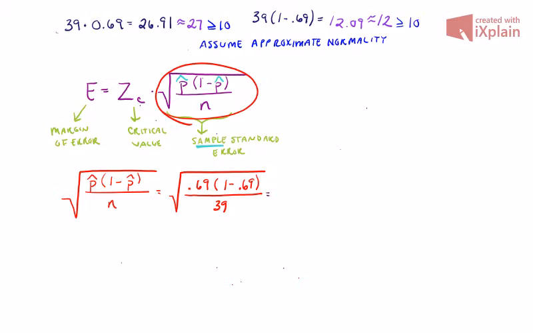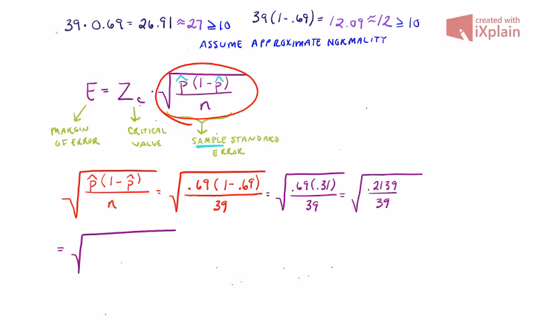So hopefully you've gone ahead and done that. My process shows me that I would have the square root of 0.69 times 31 all over 39. So I'm just going in those stages right now. And then if I multiply my numerator, I'm going to get 0.2139 divided by 39. Continuing down here, if I do that division, I get 0.0054846154.